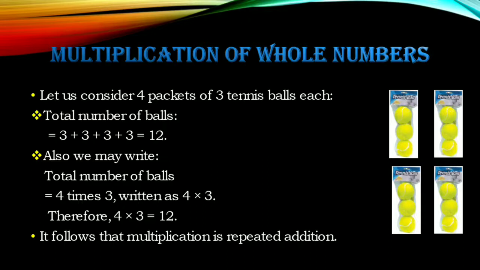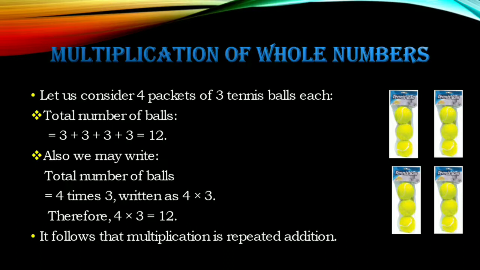Now, to understand multiplication of whole numbers, let us take an example. Let us consider 4 packets of 3 tennis balls each. In every packet, there are 3 tennis balls. Total number of balls will be 3 added to 3, added to 3, added to 3. And the sum is 12. 12 is a whole number.